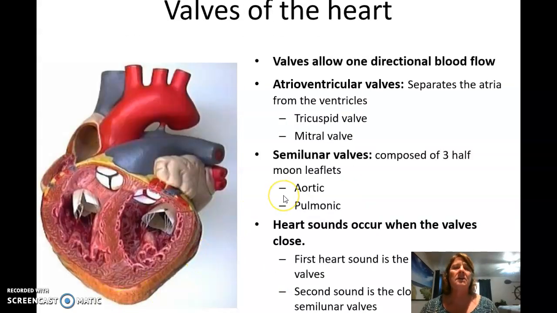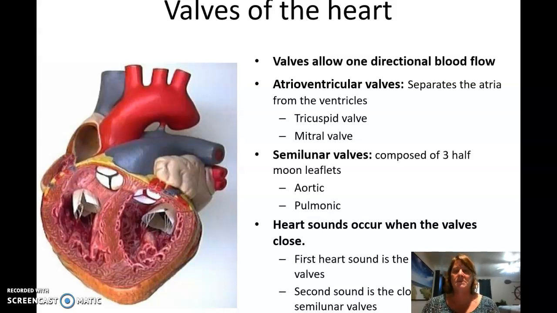I also want to take a look at our valves. Now, the whole purpose of the valves, we've been talking about that tricuspid and mitral and the aortic and the pulmonic. The whole purpose of your valves is to allow one directional blood flow, to keep blood going in the right direction. So our atrioventricular valves are that tricuspid and mitral. They're separating the atria from the ventricles. Our semilunar valves are the aortic and the pulmonic. Okay, pulmonic here, aortic here, and that's separating the ventricles from those great vessels.